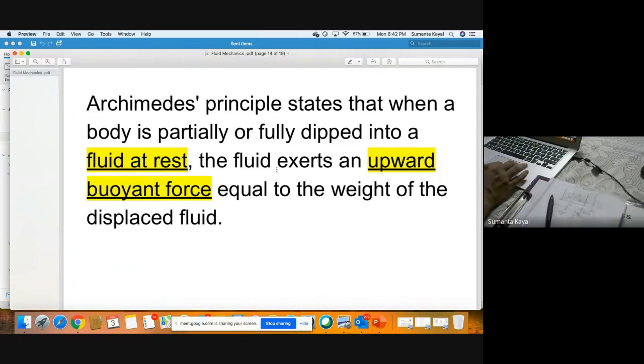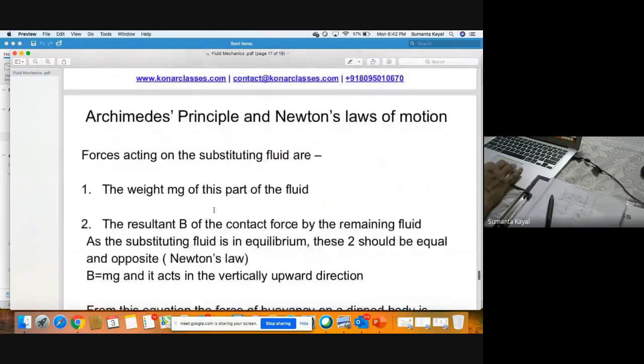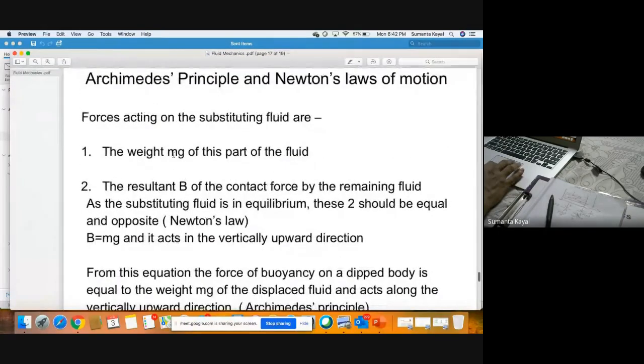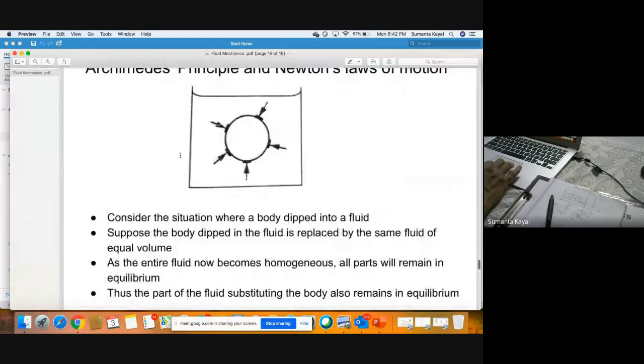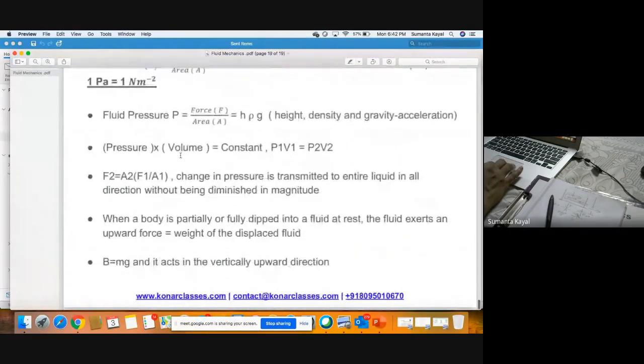So Archimedes is going one step ahead, telling that the weight of that displaced fluid is equal to the force. So the force is equal to the weight of the displaced liquid. If we consider the displaced liquid weight as mg, then the buoyant force B equals mg. So B is the buoyant force, and it will be the weight of the displaced fluid.